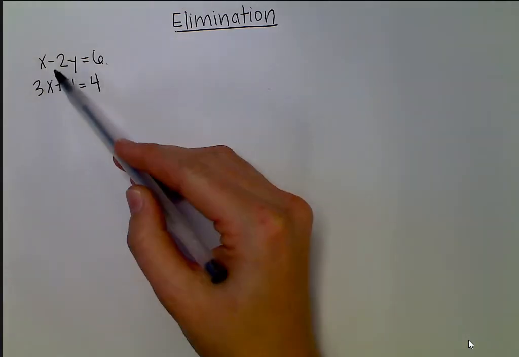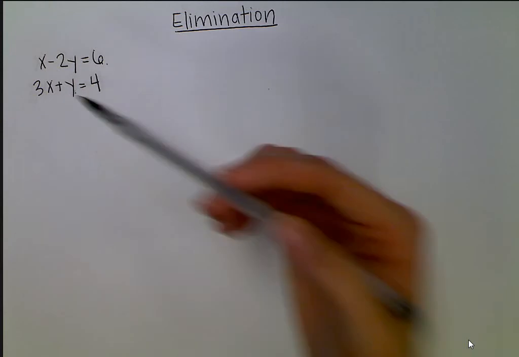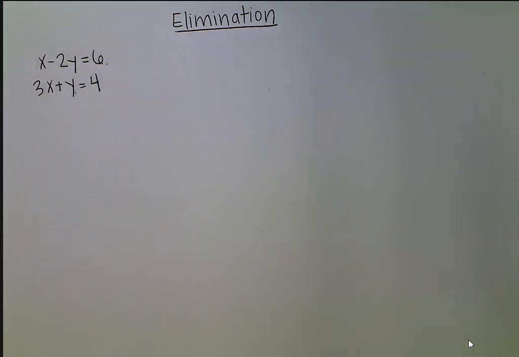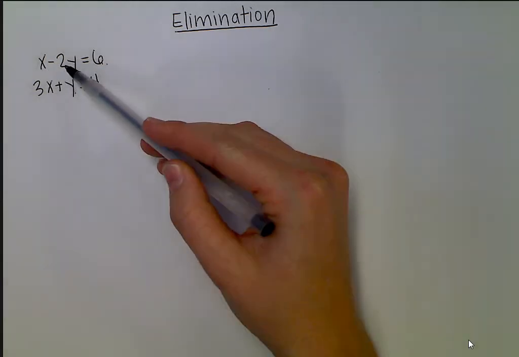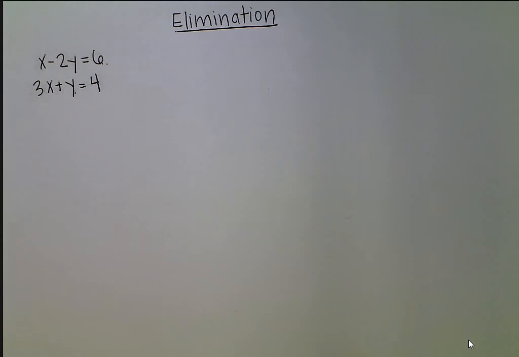Determine the least common multiple of the coefficients of the y's. Since I have a coefficient of negative 2 and 1, I'm going to use the least common multiple of 2. To make these 2, I multiply the bottom equation by 2 so that the coefficient of y will be equal to the LCM.